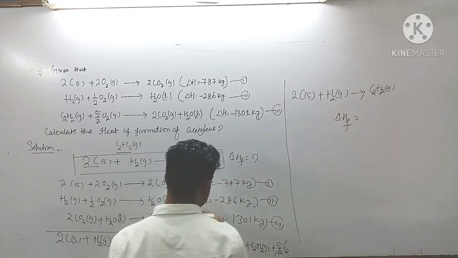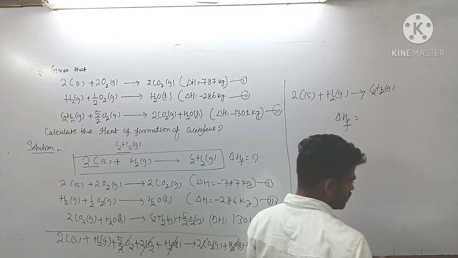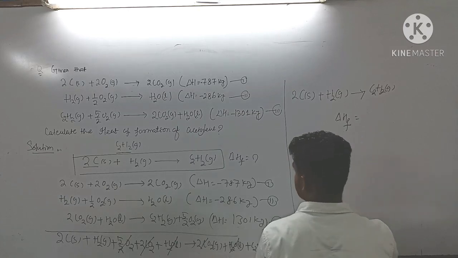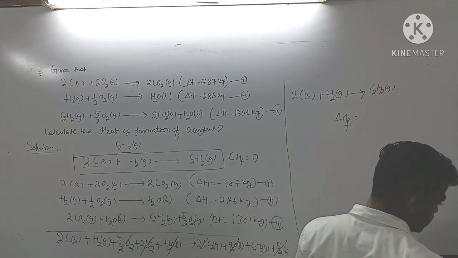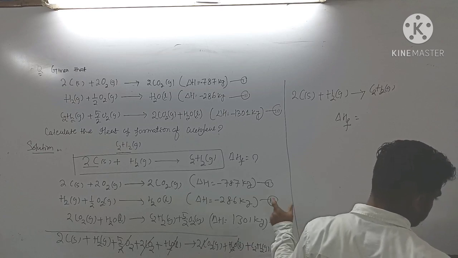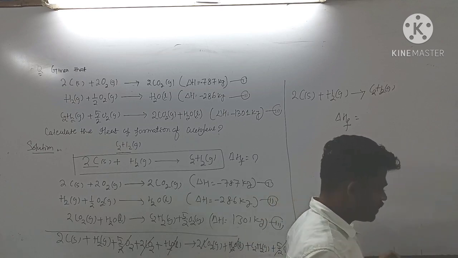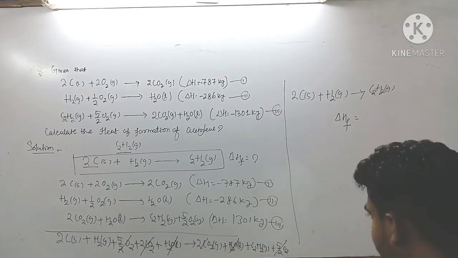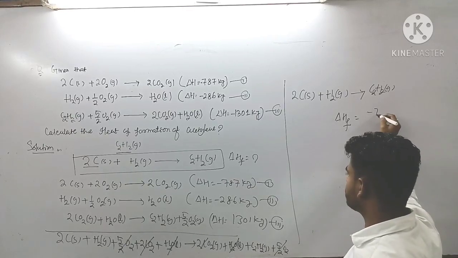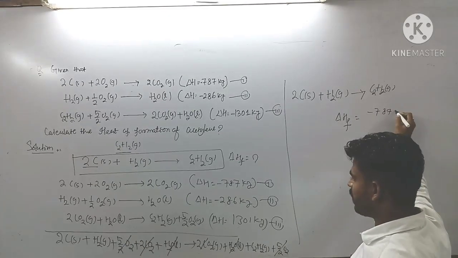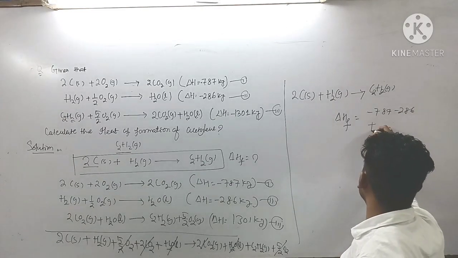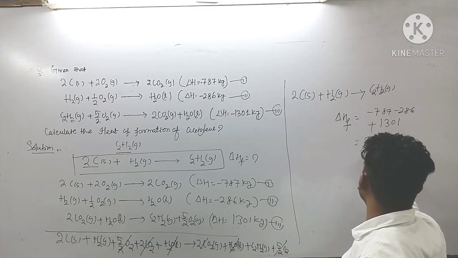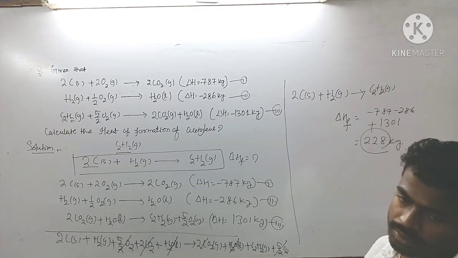You can see, just add these 3 and get the answer. Just add minus 787 and you just solve it, and you will get the answer 228 kilojoule. So that will be minus 787 minus 286 plus 1301, that will be equal to 228 kilojoule. So this one will be the answer.